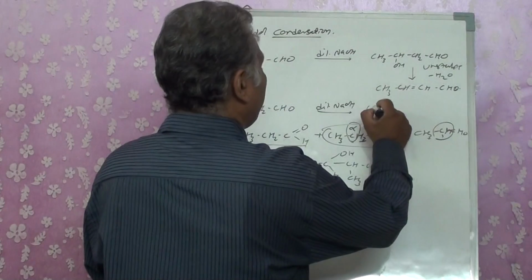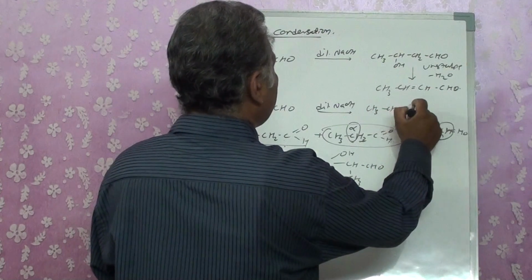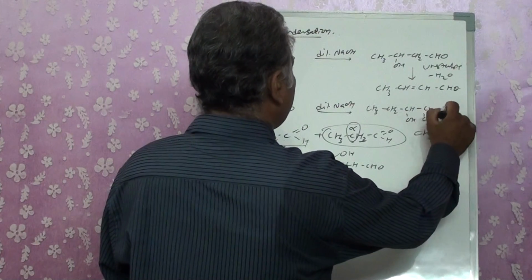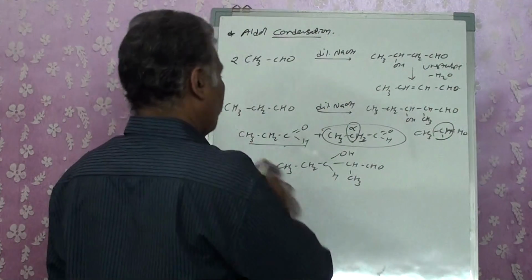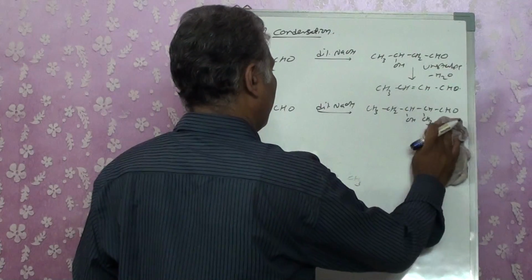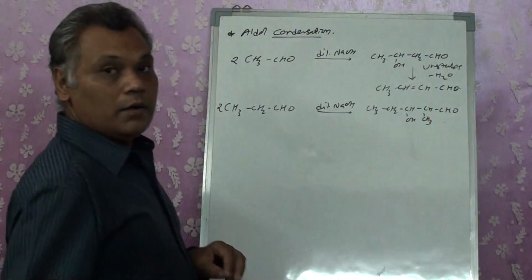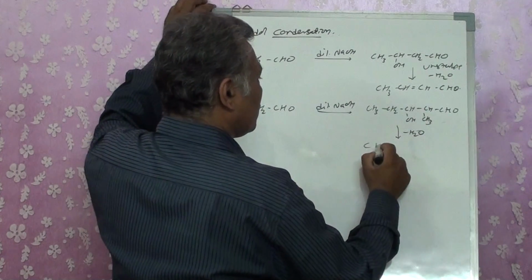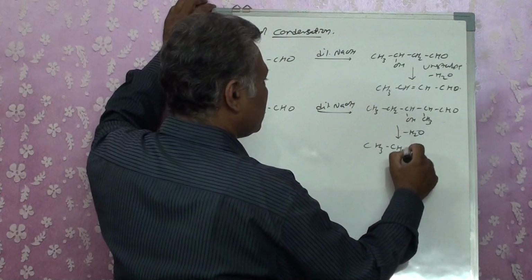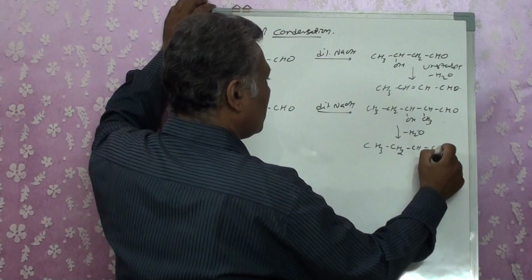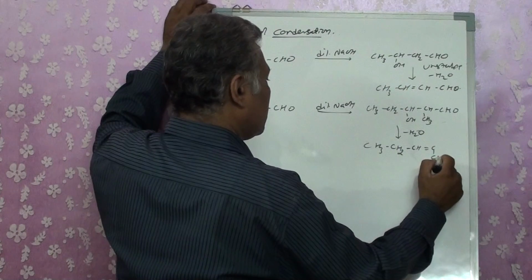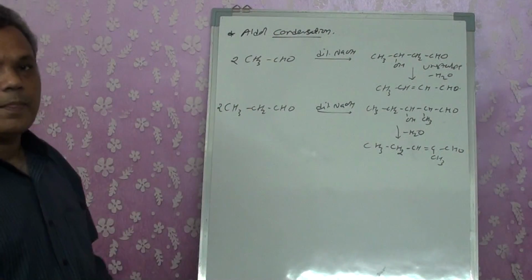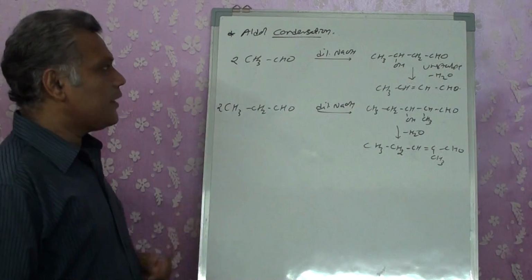The product you are going to get is CH3CH2CHOHCH(CH3)CHO. Again this goes for removal of H2O, and it gets converted into CH3CH2CH double bond C(CH3)CHO. So that is what we got for the aldehydes.